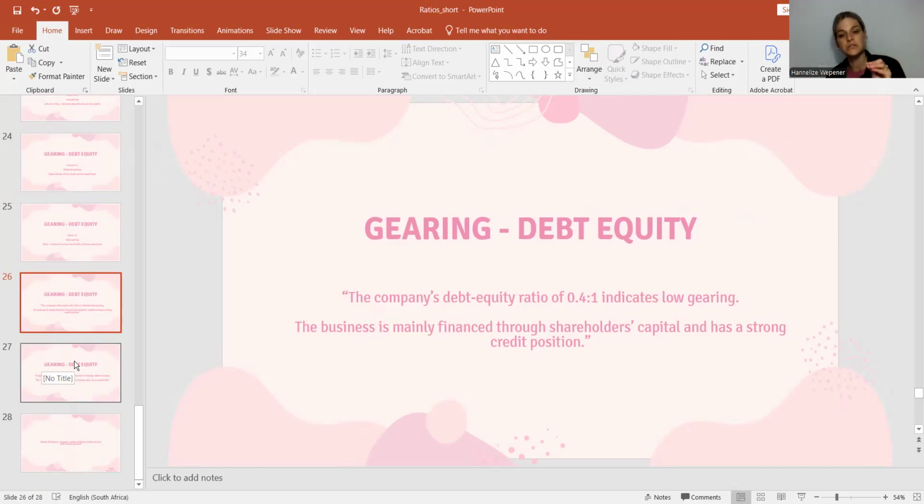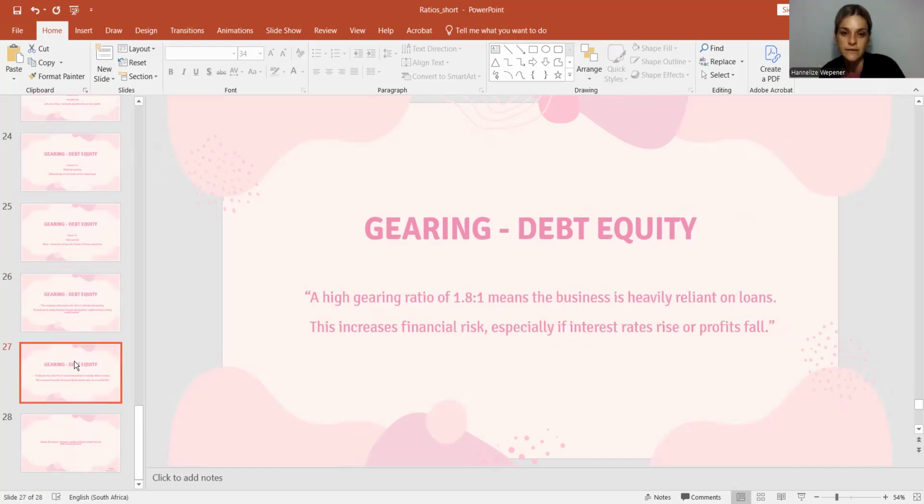But at this point, you should also just look out for future possible loans. So we can give you a debt equity of 0.4 to 1, and then we ask you, should they obtain a new loan? Then you have to see, if I now obtain this new loan, will I still be lowly geared, or at least moderately geared? Or will this now push me towards I'm highly geared and I'm now becoming a financial risk?